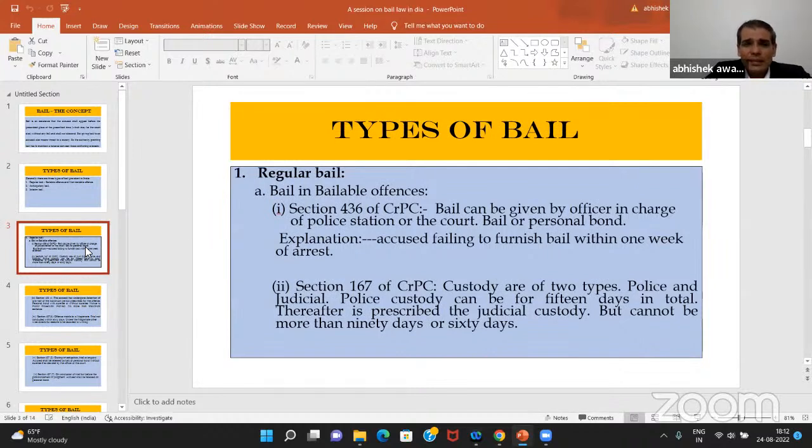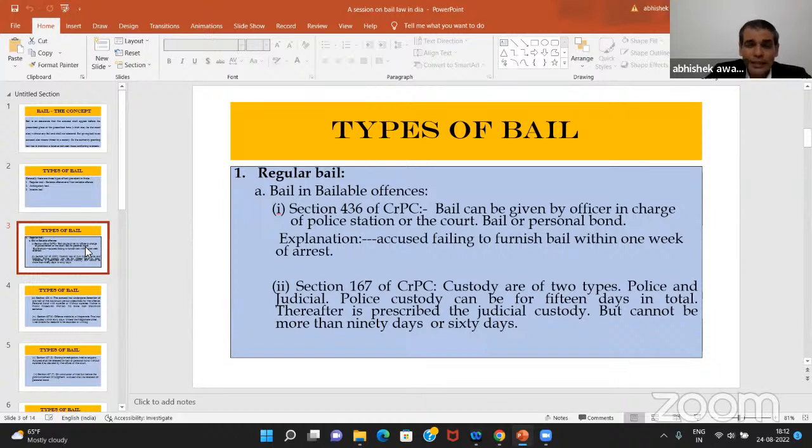Types of bails. Regular bail. Now, offenses are of two types, bailable as well as non-bailable. The difference between the two is, in case of bailable offenses, as you must have read in your syllabus, the accused has a right to get bail.